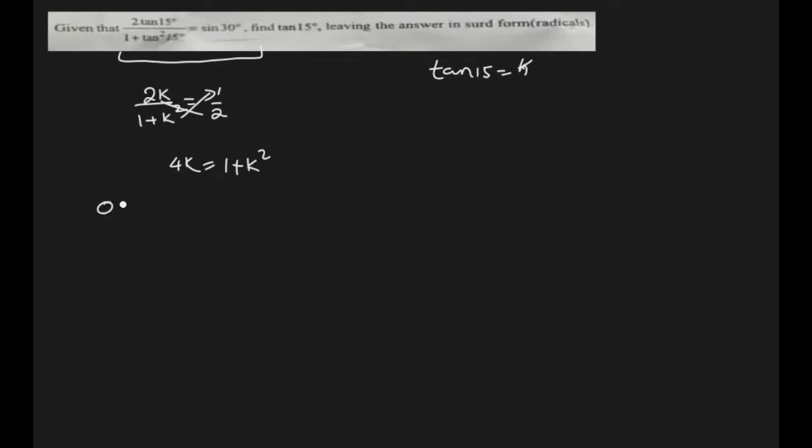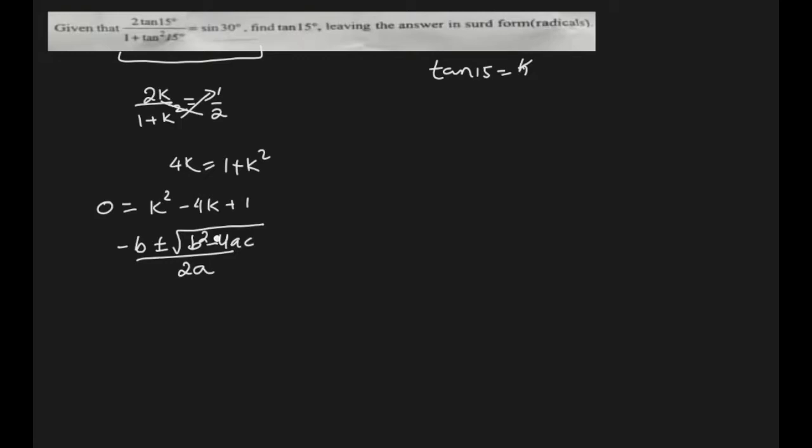Let's collect everything to the right side. So k square first, then minus 4k plus 1. Now factoring will not help in this, so what will we do? We'll use the quadratic formula. Quadratic formula is minus b plus minus square root of b square minus 4ac over 2a.